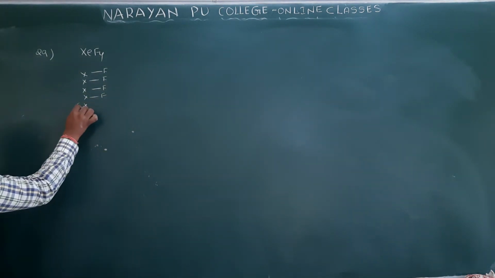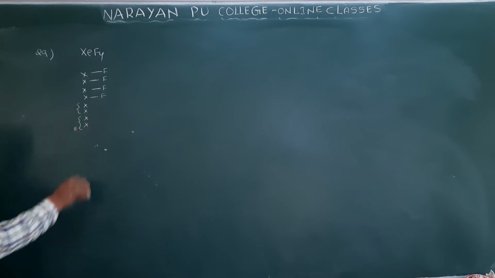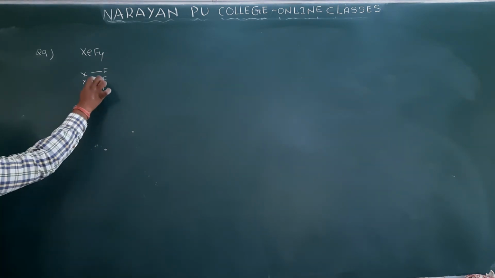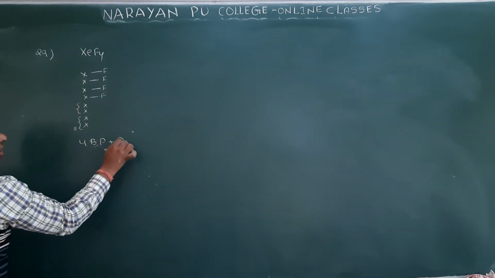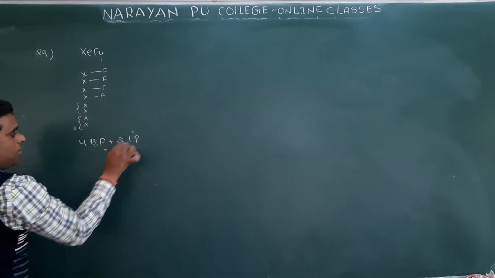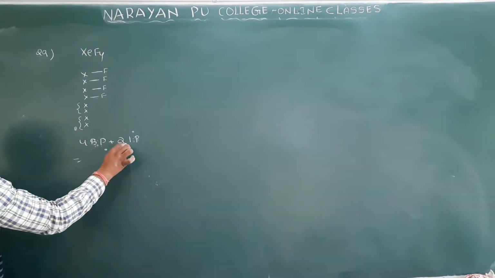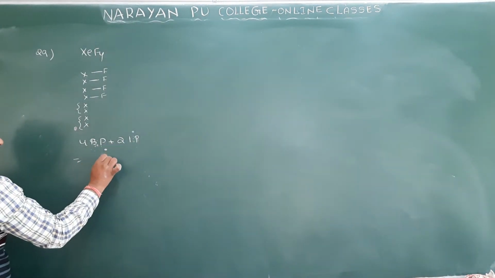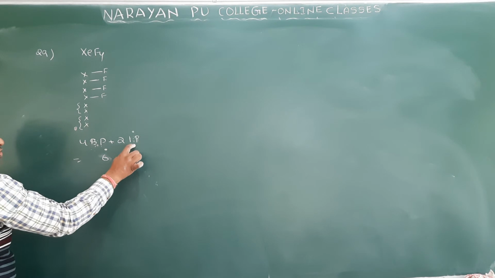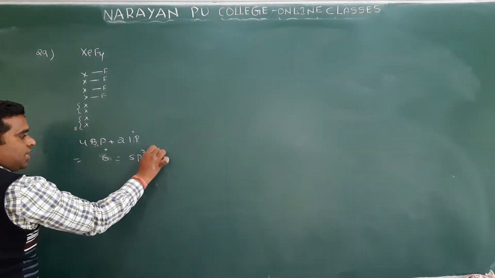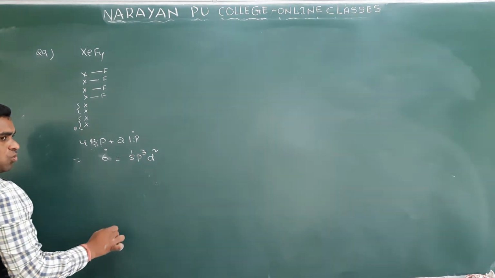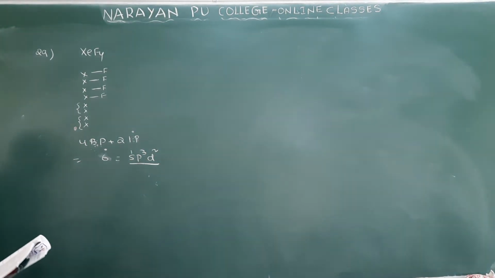Clear? So the left over ones we have to take as a base. So these bonds that are there will be called bond pairs, and these will be called lone pairs. How many bond pairs and how many lone pairs? 4 plus 2, total 6. 4 bond pairs, 2 lone pairs, total 6. 6 means what? sp3d2, 3 plus 2 is 5, 5 plus 1 is 6. This is the definition. Clear?